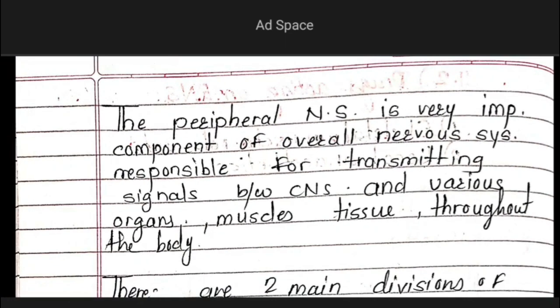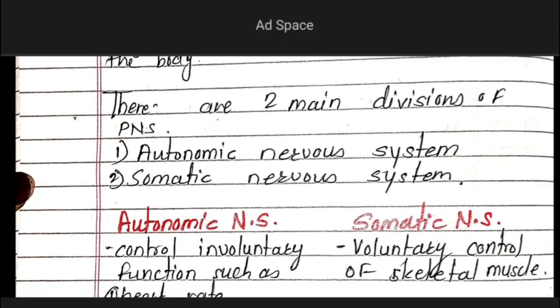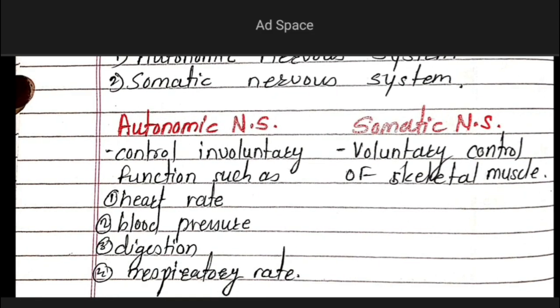The peripheral nervous system is an important component of the overall nervous system, responsible for transmitting signals between the central nervous system and various organs, muscles, and tissues throughout the body. There are two main divisions of the peripheral nervous system: the autonomic nervous system and the somatic nervous system. The autonomic nervous system controls involuntary functions such as heart rate, blood pressure, digestion, and respiratory rate. The somatic nervous system controls voluntary movement of skeletal muscle.